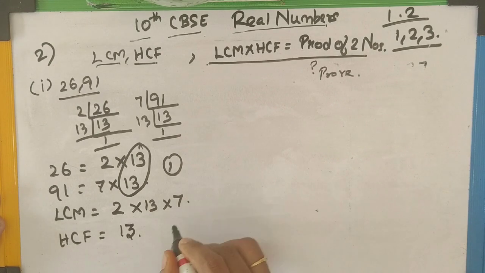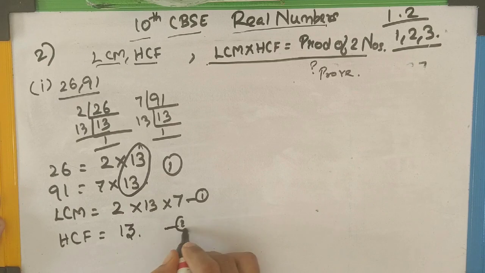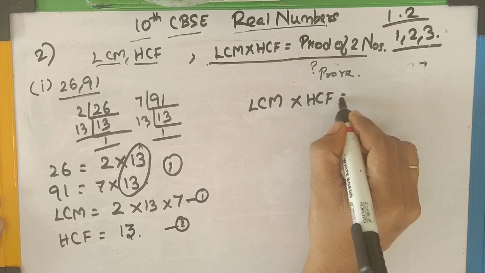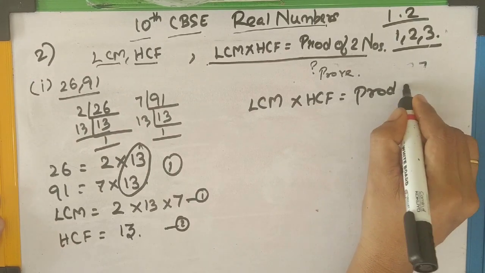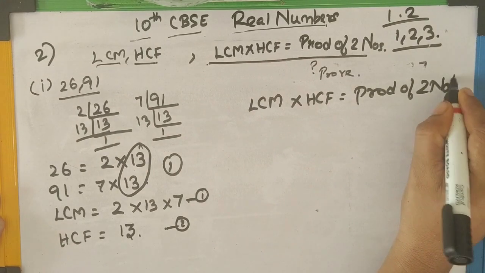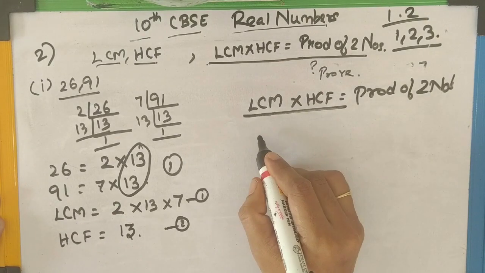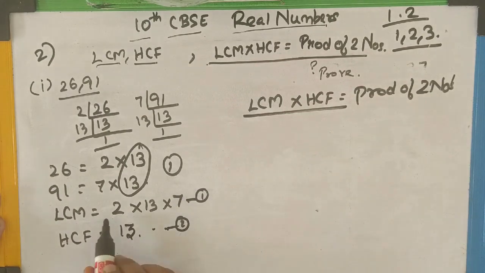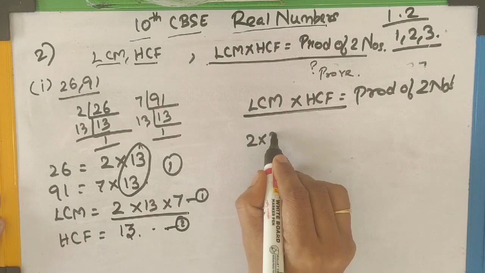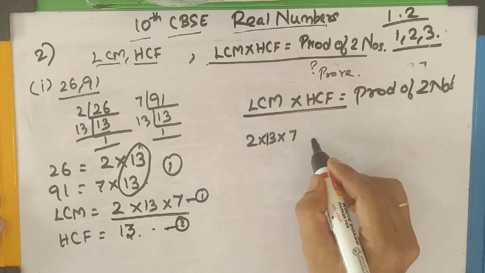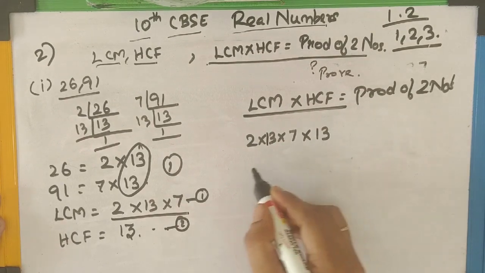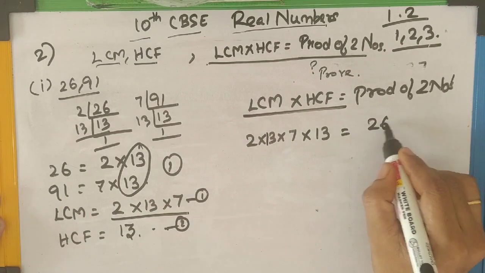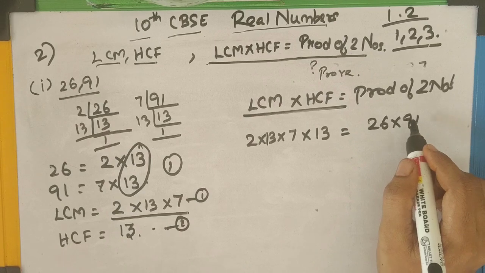Now, we have to prove that LCM into HCF is equal to the product of the numbers. So, I am going to find the product of LCM and HCF. That is 2 into 13 into 7 into 13. Okay, that is, LCM is 2 into 13 into 7, right? And I am going to multiply it with HCF, that is again 13. Okay. Now, the value of LCM into HCF should be equal to the product of two numbers.